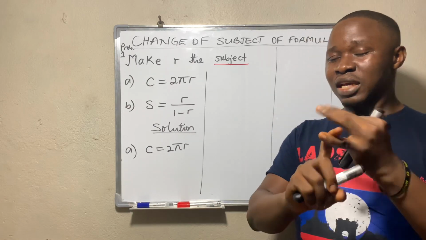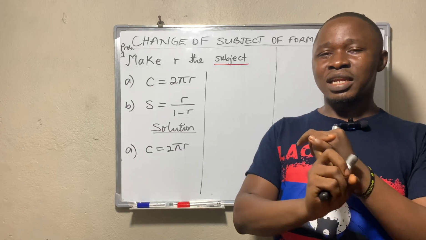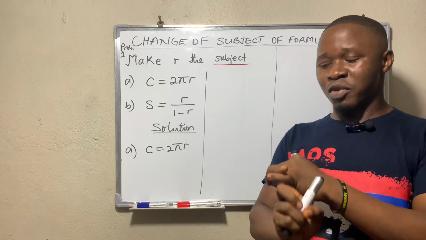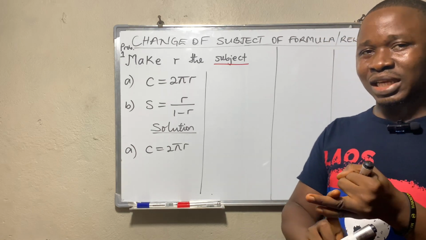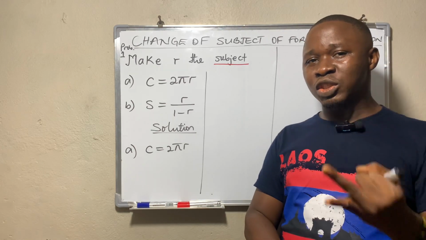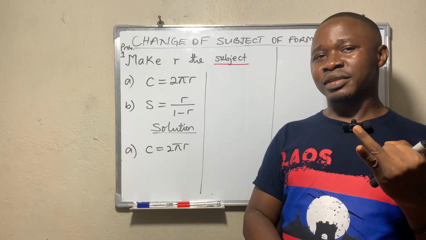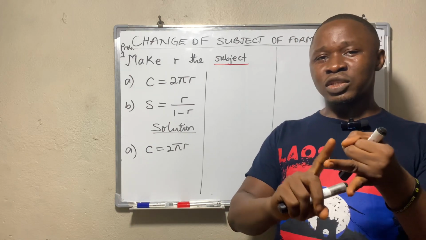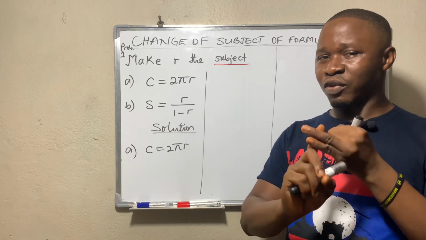That's the second point. The first point is to understand the meaning of subject of a formula. The second point to understand is what we understand by change of subject of a formula. Don't forget, one, subject of a formula. Two, change of subject of a formula.